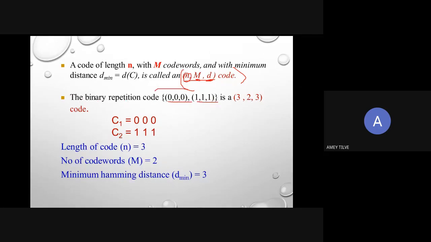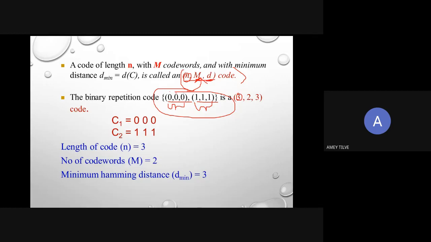Okay, if I want to represent this in the form of (n, m, d), how do you represent it? n is nothing but the length of the code. Now this is your single code, code number 1, code number 2. What is the length of the code? 1, 2, 3. So I have written the length of the code as 3.